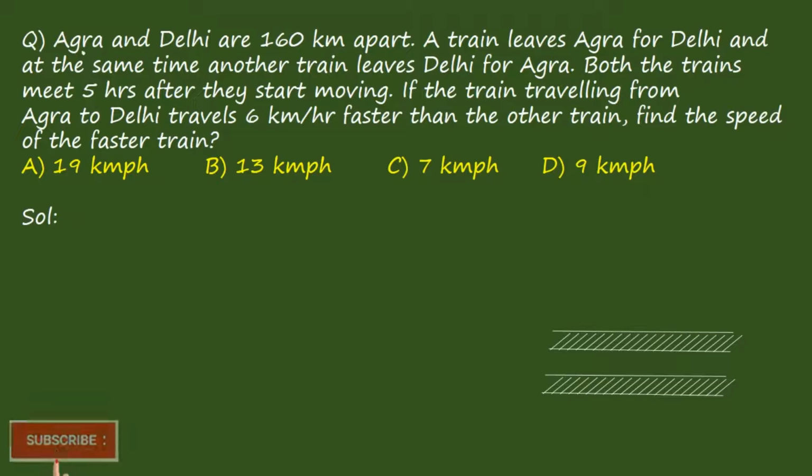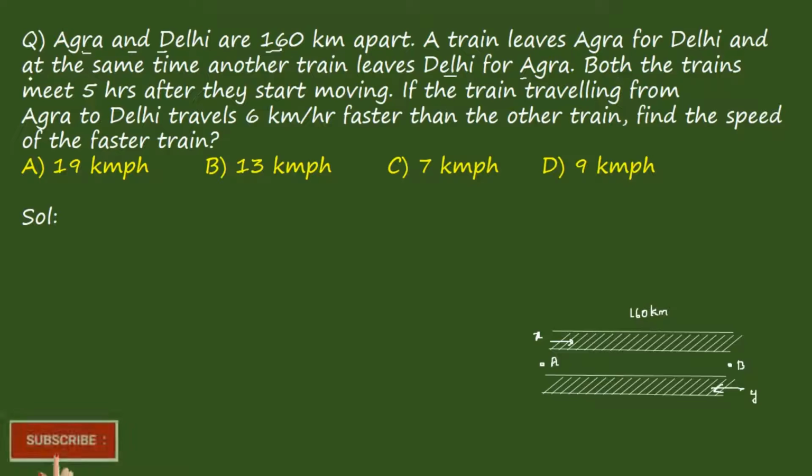They are saying that Agra and Delhi are 160 kilometers apart. If you consider this one as Agra and this one as Delhi, they are 160 kilometers apart, right? A train leaves Agra for Delhi and at the same time another train will be leaving from Delhi to Agra. So, if you consider train X, it will be moving from Agra to Delhi. In the same way, Y would be moving from Delhi to Agra.